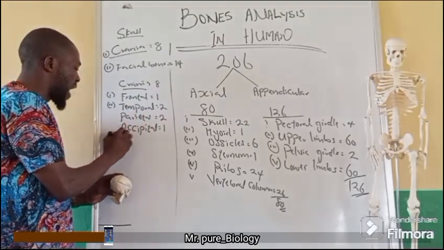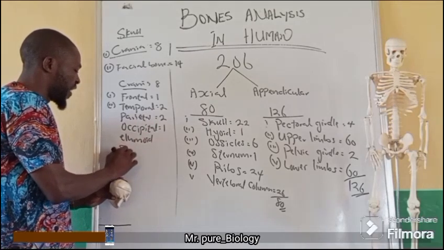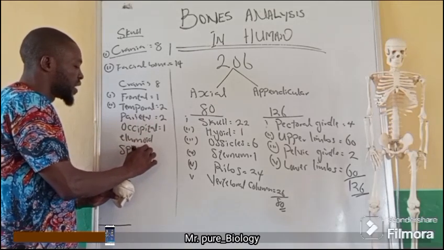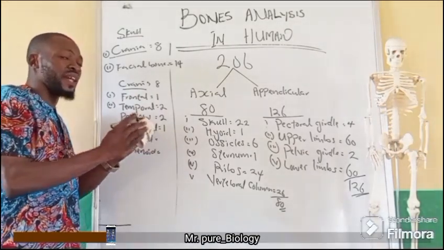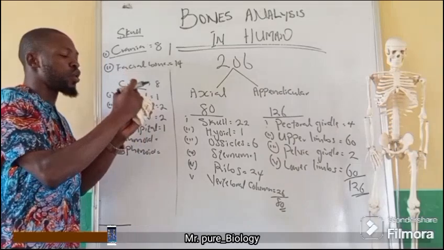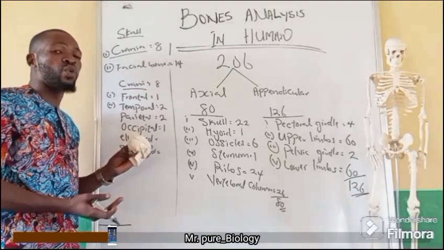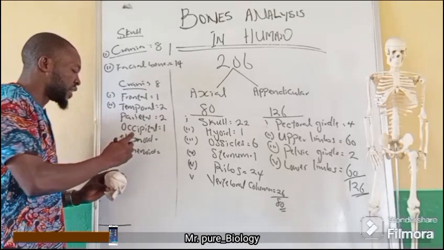Now the last 2 are ethmoid and sphenoid. These are the bones that form the base of the skull. They form a channel in which the skull meets with the vertebral column, and the space is what we call foramen magnum.